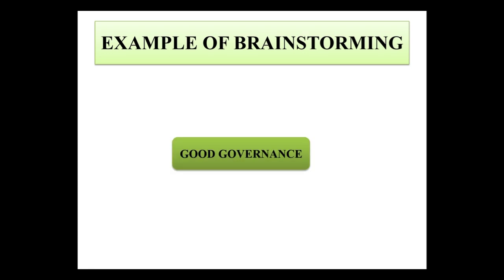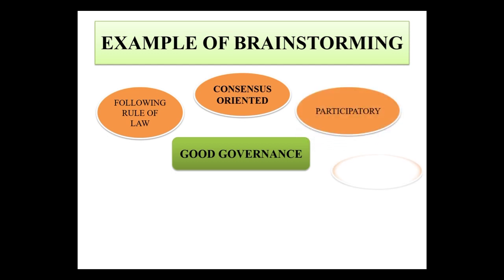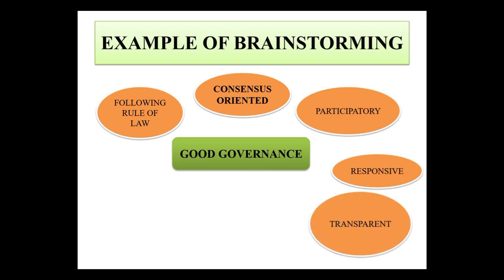Now let's discuss good governance. What is good governance? According to the United Nations, good governance follows the rule of law, and is consensus oriented, participatory, and responsive. Now in bad governance we discussed that the healthcare system is not good and the education system is not good. It is because bad governance is irresponsive. And transparent: we discussed that in bad governance corruption is there, so obviously in good governance there is transparency.